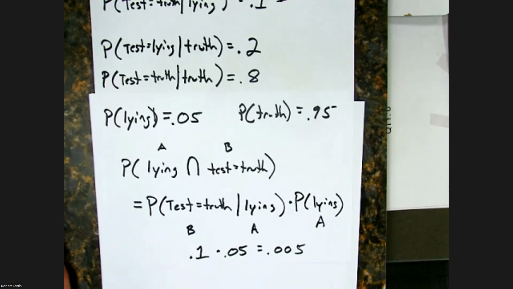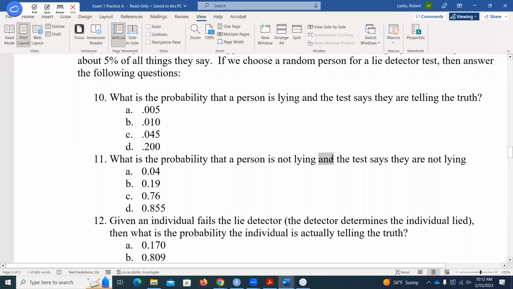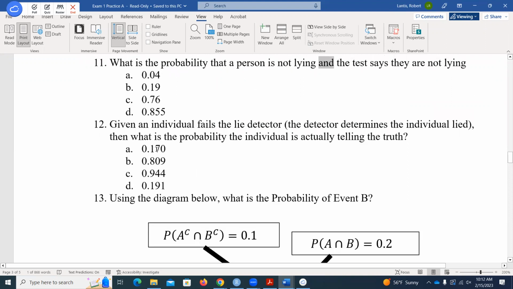Okay with this? So the next one, I ask you for another intersection, right? So we're going to skip this problem for now, just for the sake of time today. I want to get through more examples. But then we get down to 12. So 11 is basically the same thing, it's just that we have different events we're looking at. For 12, we're asked, okay, given that an individual fails this lie detector test, or the test shows that they lied, what's the probability they're actually telling the truth, right?